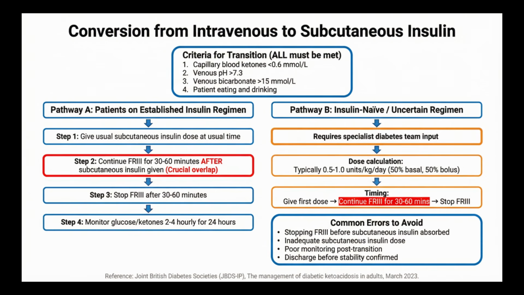Common errors to avoid. Very high yield for MRCP. Stopping intravenous insulin before subcutaneous insulin is absorbed. Giving an inadequate subcutaneous dose. Poor monitoring after the transition. And discharging the patient before stability is confirmed.